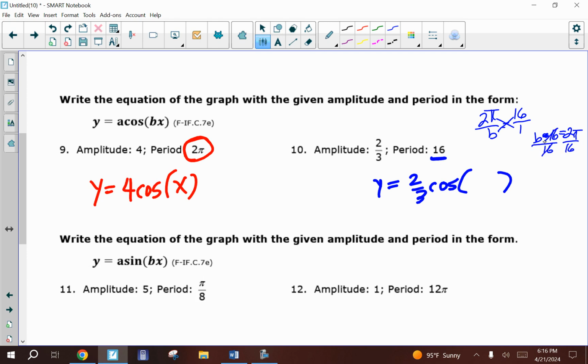So the 16s cancel. Now this one's going to have a pi on it. We don't usually see that often, but that's okay. And if you reduce 2 over 16, it's going to give you 1/8. So I'm just going to turn the 1 into a pi. So we'll call it pi eighths, and then we'll stick the x in there.